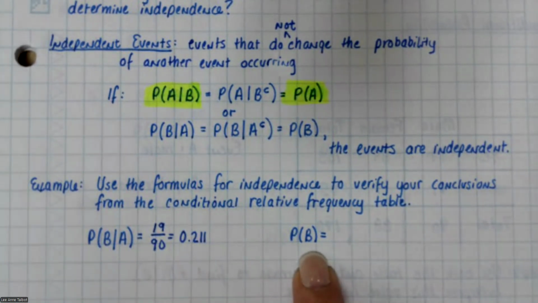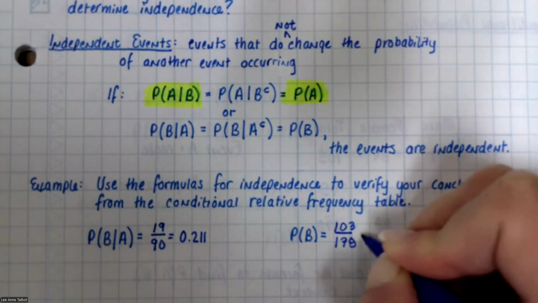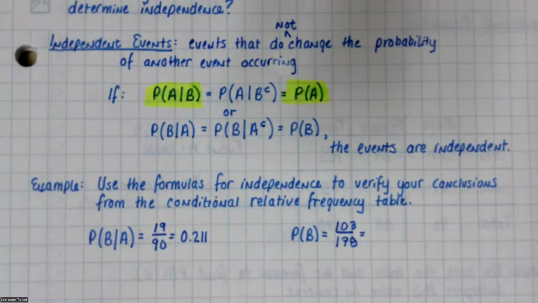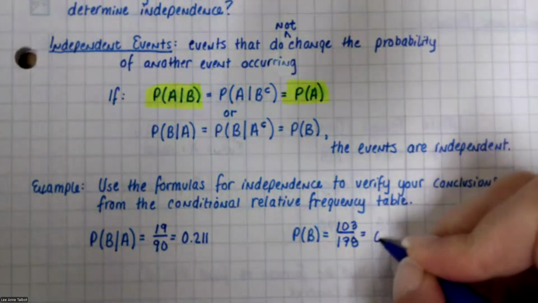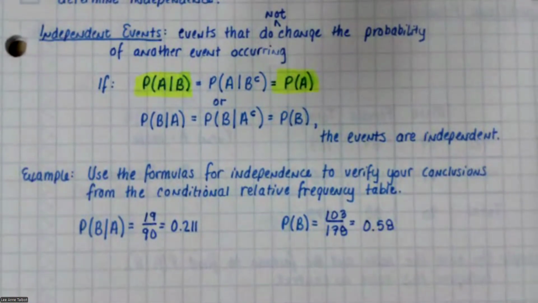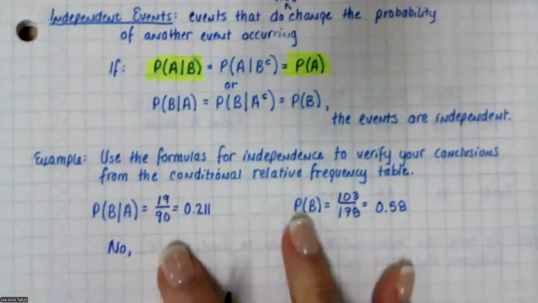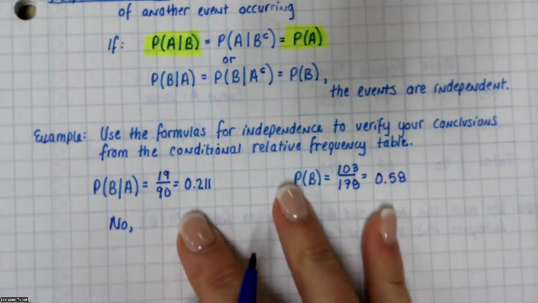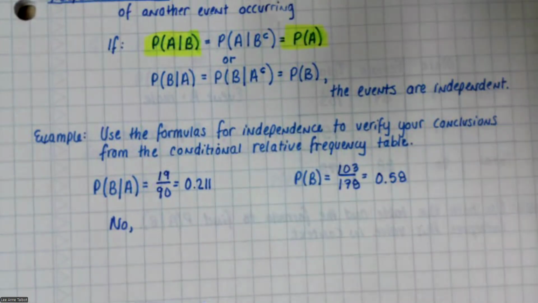Okay, now what's the probability that they have a pierced ear? 103 over 178. I feel like we already calculated that somewhere. Oh, we did. It's 0.58. Are they equal? No. And it doesn't matter how far apart they are. It's just no. And since we got no from our table, that means we got the same answer. The answer is no.